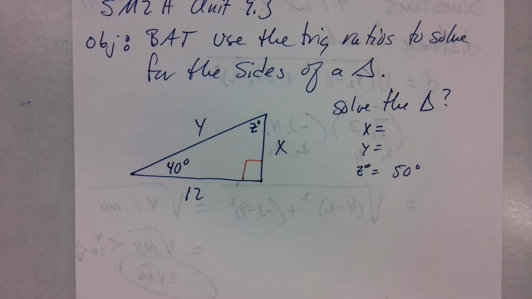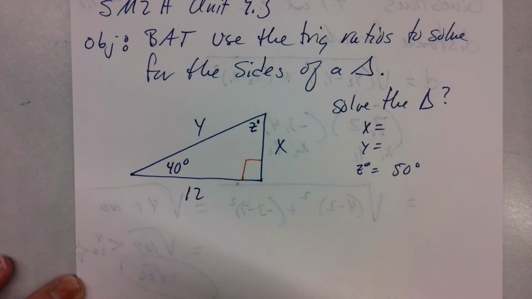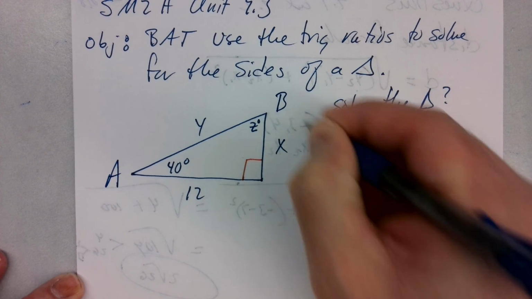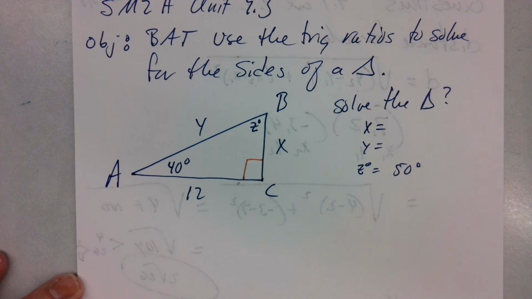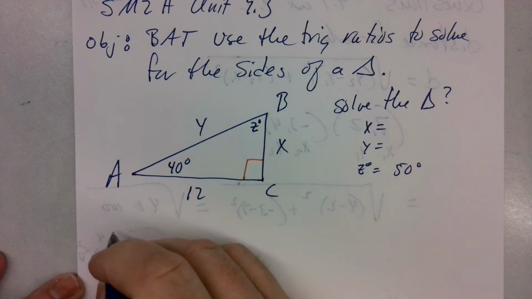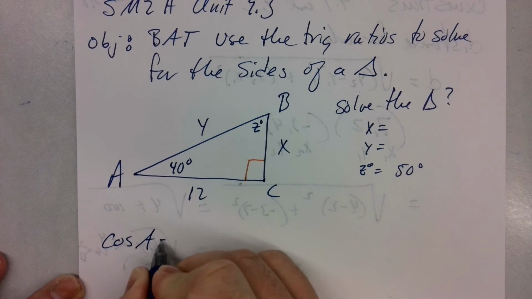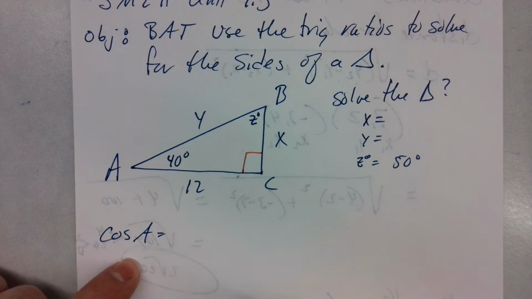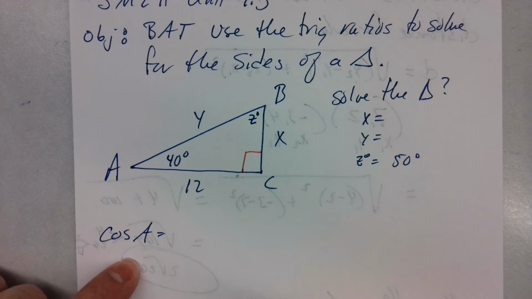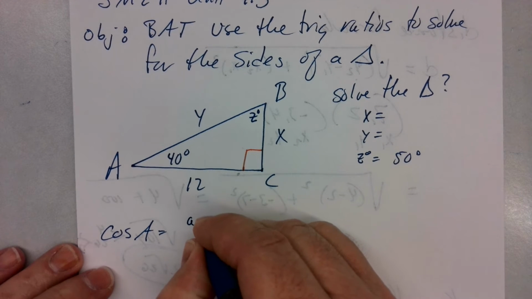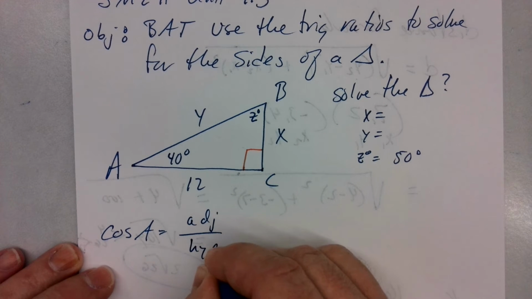Now, in any of our trig ratios, like let's say I wanted to use cosine, and let's label these. Let's say I got big A, big B, and big C, right? And I set up any ratio. Let's say the cosine of big A. Well, what is cosine? Anybody remember? Adjacent over hypotenuse, right? So I would go adjacent over hypotenuse.